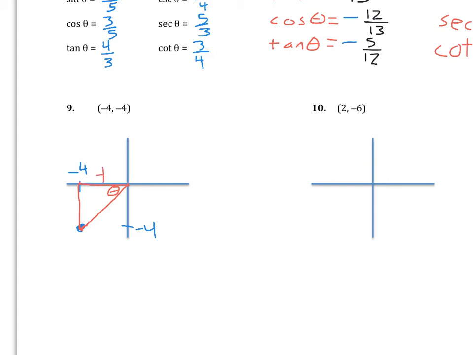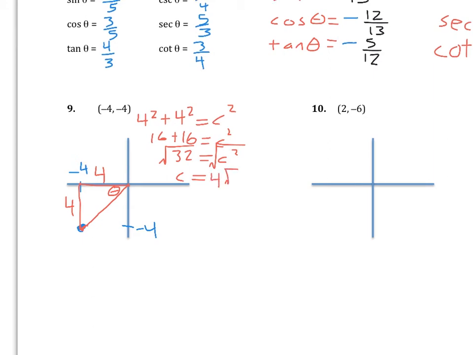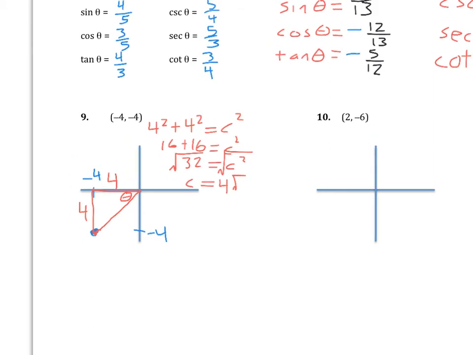So this length is 4. This length is 4. We have to use the Pythagorean theorem. 4 squared plus 4 squared equals c squared. 16 plus 16, 32 equals c squared. Square root both sides. C is going to equal 4 radical 2. So the hypotenuse here is 4 rad 2.